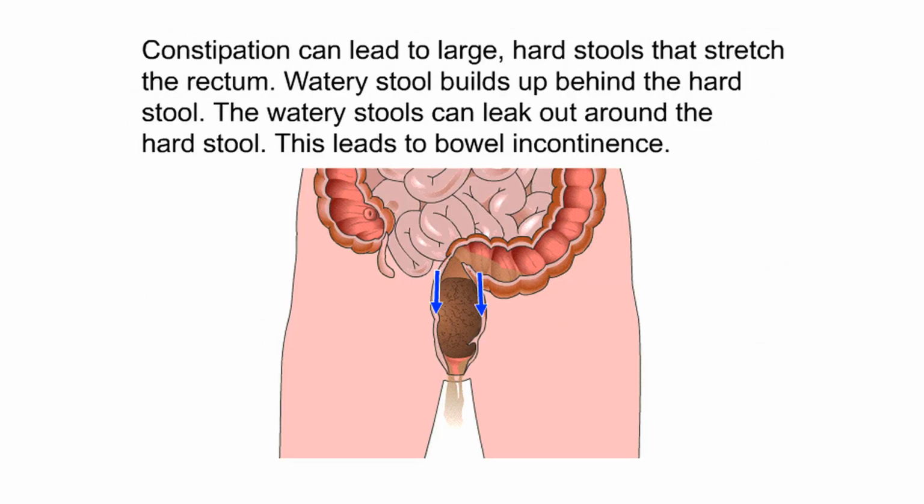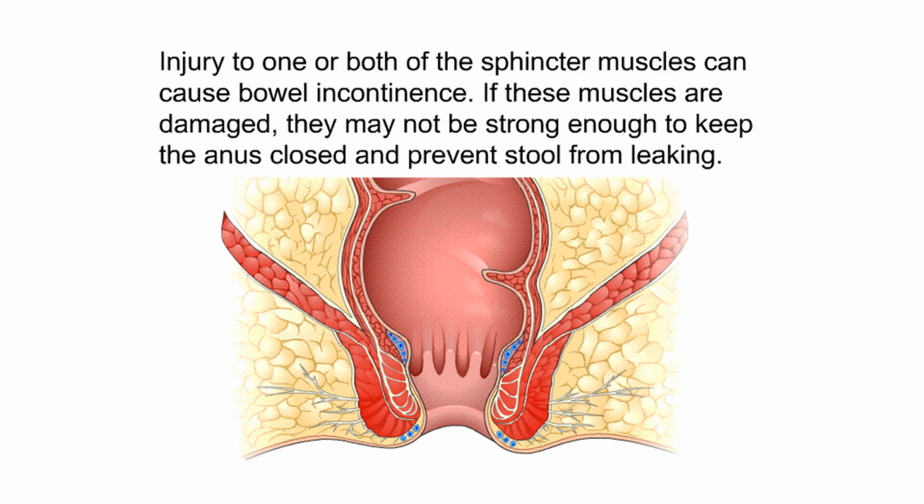Constipation can lead to large, hard stools that stretch the rectum. Watery stool builds up behind the hard stool. The watery stools can leak out around the hard stool. This leads to bowel incontinence. Injury to one or both of the sphincter muscles can cause bowel incontinence. If these muscles are damaged, they may not be strong enough to keep the anus closed and prevent stool from leaking.